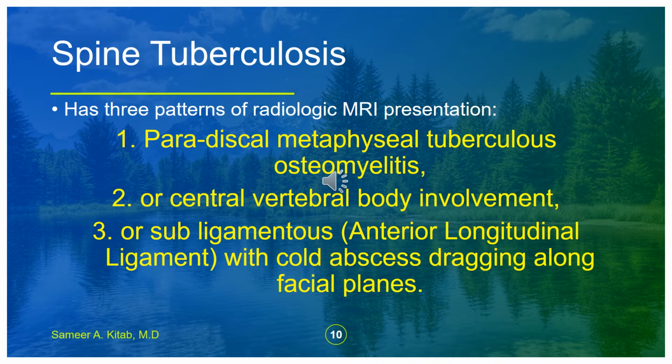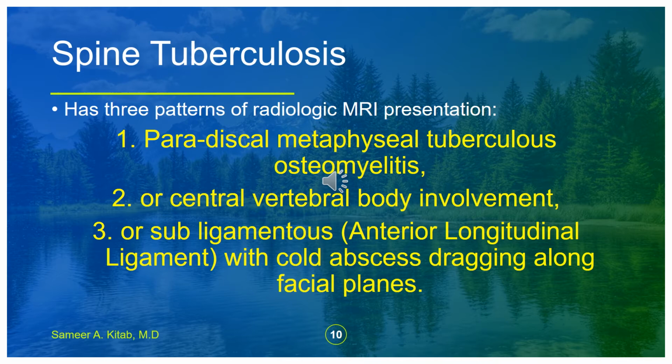Now, radiologically, MRI is the mainstay of diagnosis of spine TB because it is sensitive in detecting bone marrow edema and increased fluid content in the metaphyseal region of the vertebral body. MRI of TB spine usually shows three patterns of involvement. First, disc involvement with paradiscal vertebral metaphyseal involvement. So we get paradiscal metaphyseal tuberculous focus or osteomyelitis.